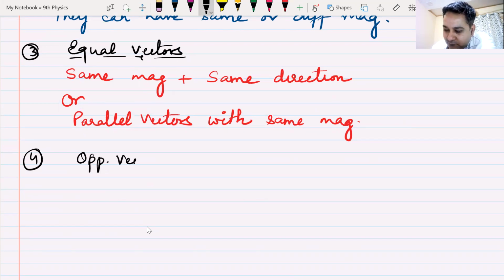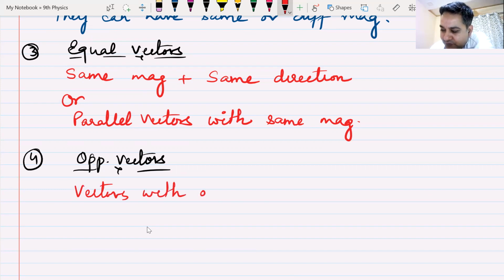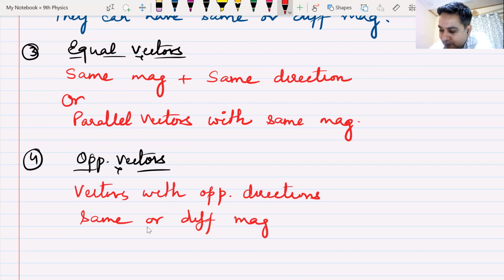Opposite vectors. What would be opposite vectors? Opposite direction. Yes, simple. Vectors with opposite directions. What about magnitude? Magnitudes can be same or magnitudes can be different. Do we understand this? Yes, sir.